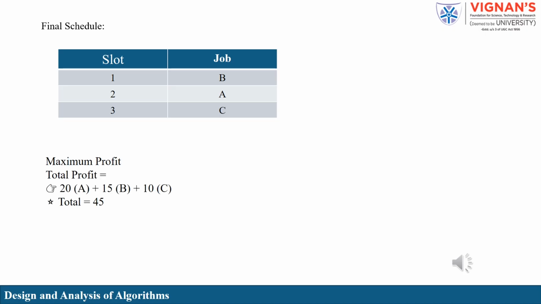Now, we calculate the total profit. A gives 20. B gives 15. C gives 10. So, the maximum total profit is equal to 20 plus 15 plus 10 equals 45. Final answer: selected jobs B, A, C. Maximum profit 45.